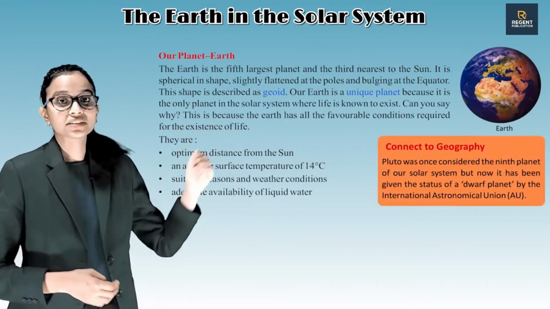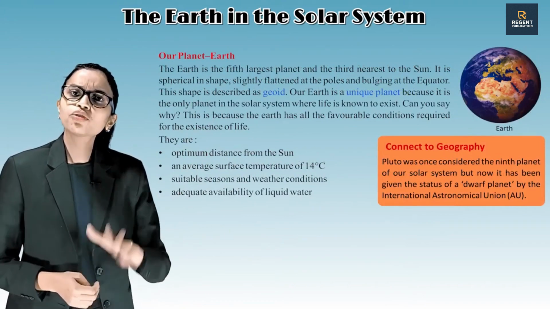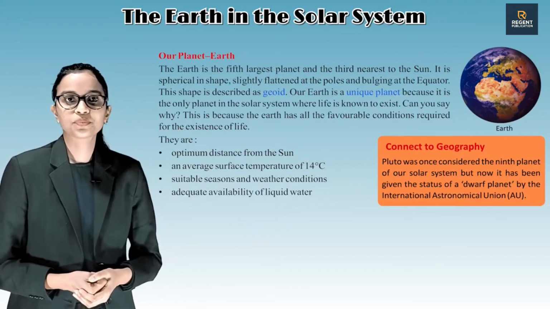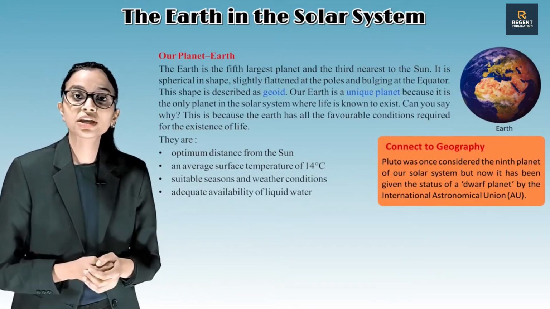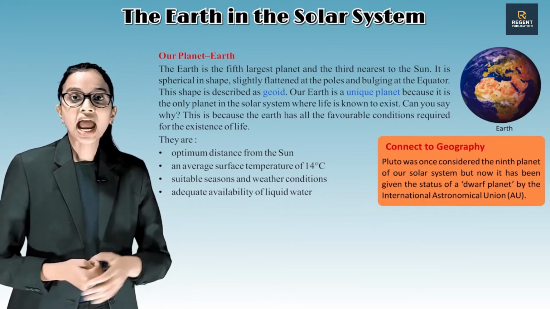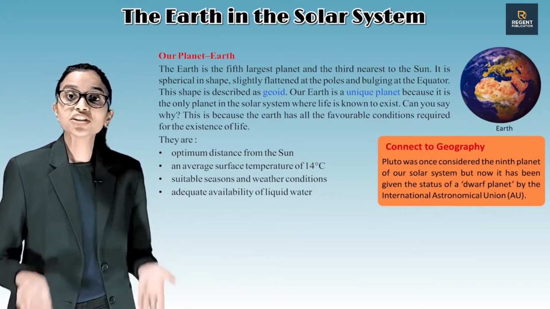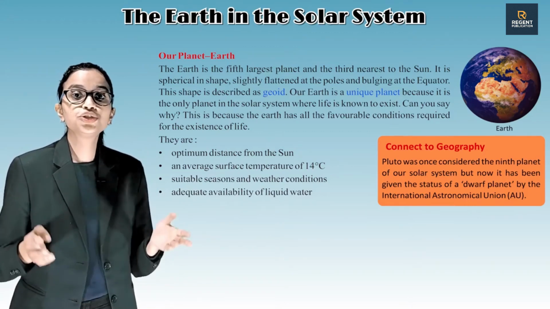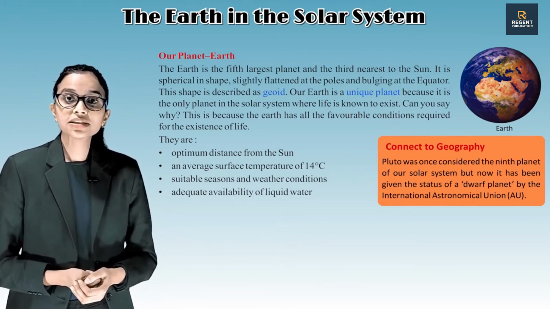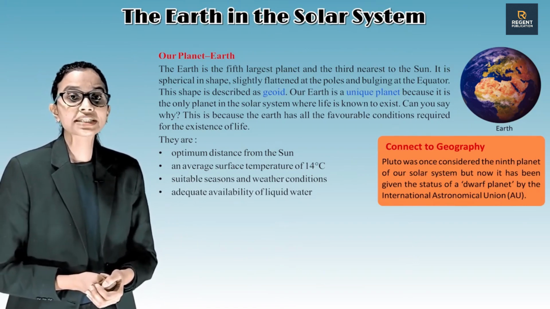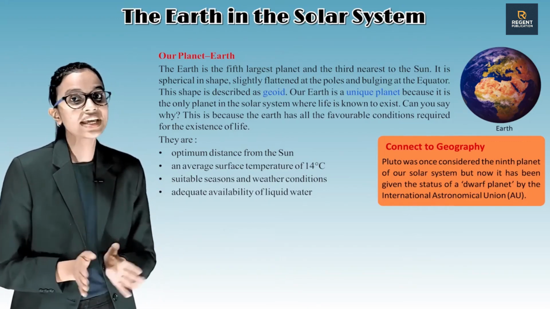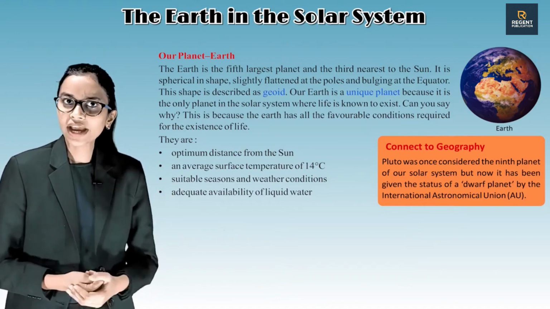Our planet Earth. The Earth is the 5th largest planet and the 3rd nearest to the sun. It is spherical in shape, slightly flattened at the poles and bulging at the equator. This shape is described as geoid. Our Earth is a unique planet because it is the only planet in the solar system where life is known to exist. Can you say why?